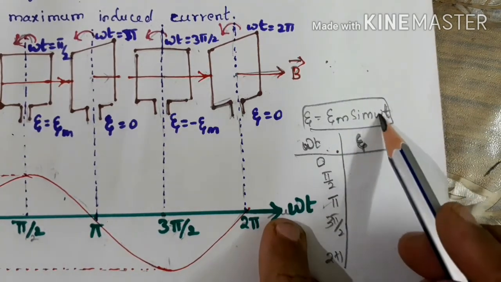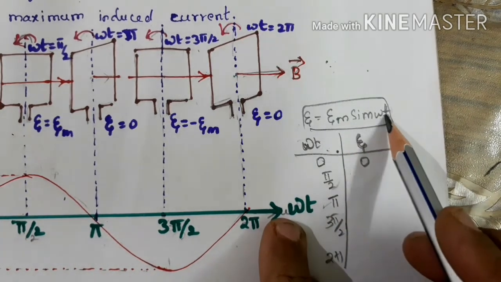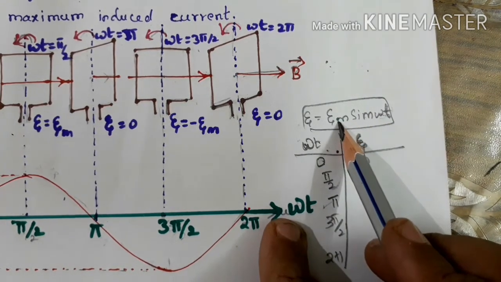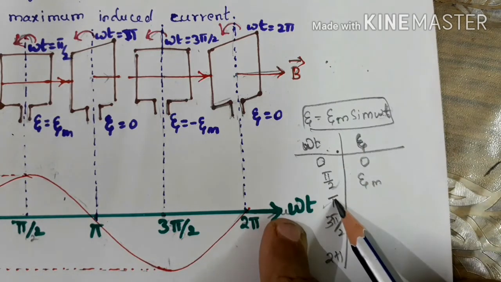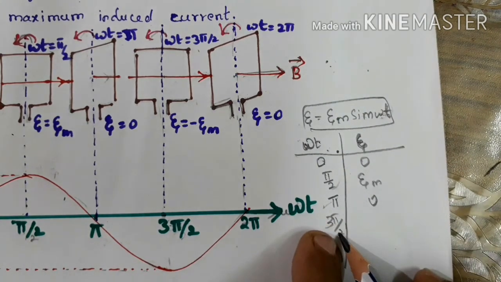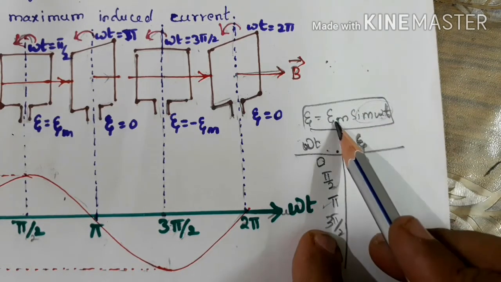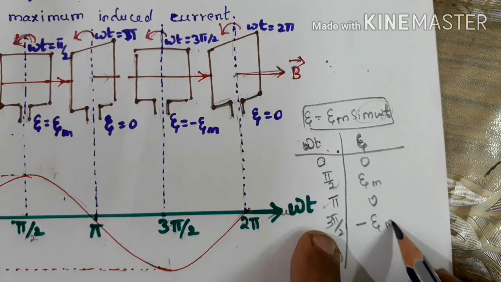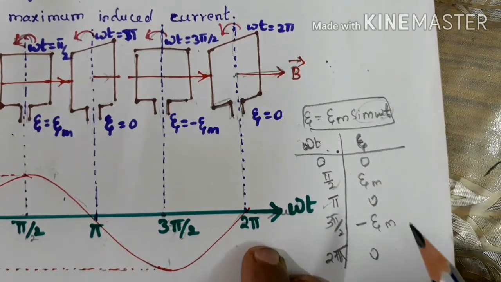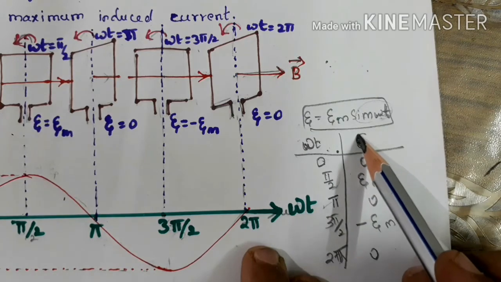So omega t is 0, sin 0 is 0. Next, if you substitute pi by 2 here, you get sin 90 is 1, so 1 into epsilon m is epsilon m. If you put pi here, you get 180 degree, sin 180 is again 0. If you substitute 270 here, sin 270 is minus 1, so minus 1 into epsilon m is minus epsilon m, and this is 360 degree, sin 360 is again 0. If you substitute these values from 0 to 360 here, you will get the induced EMF values.